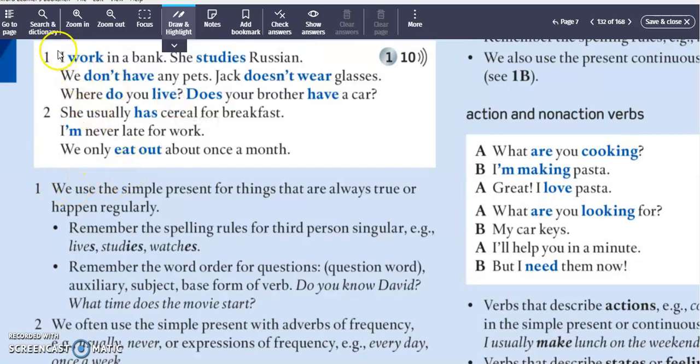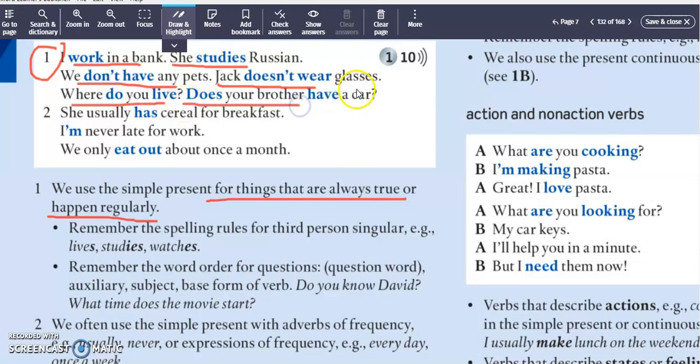In the first one, we use the simple present for things that are always true or that happen regularly. For example, I work in a bank. She studies Russian. We don't have any pets. Jack doesn't wear glasses. Okay? Where do you live? Does your brother have a car? All of these sentences are things that are true or that happen regularly. Okay?